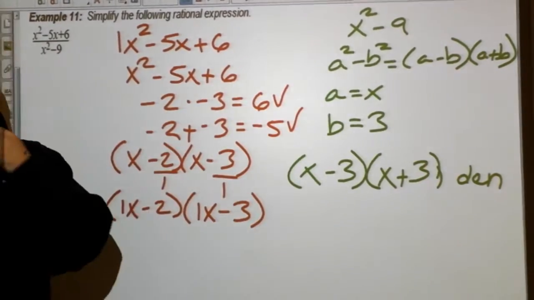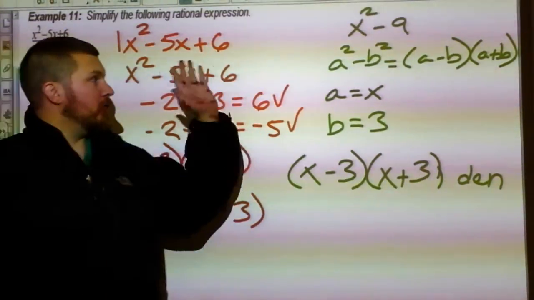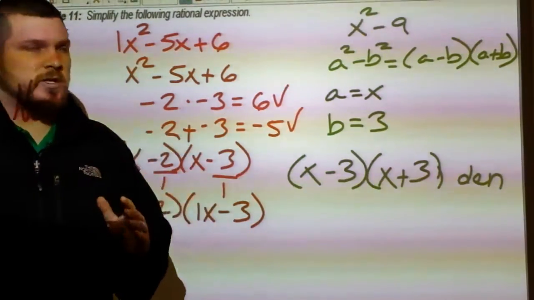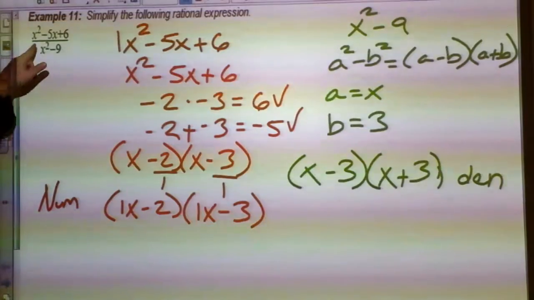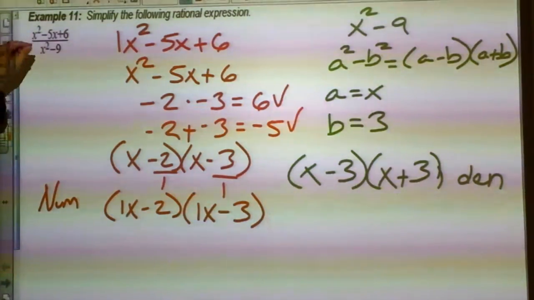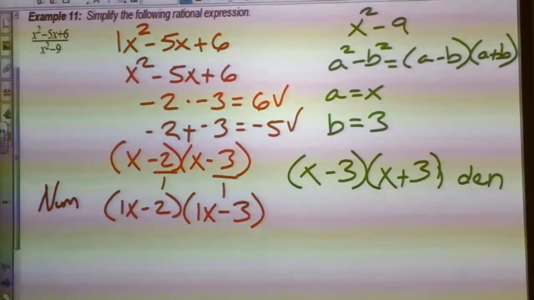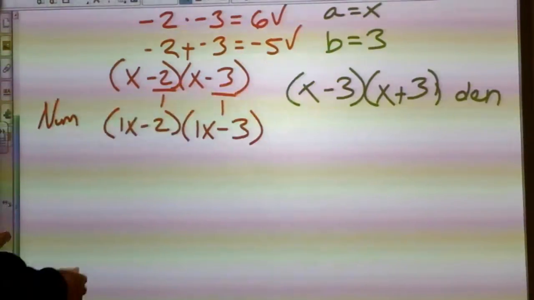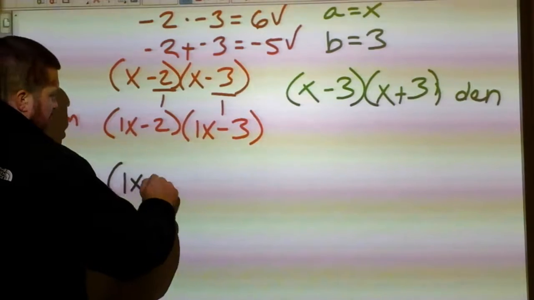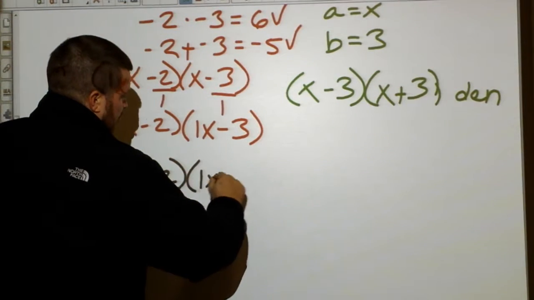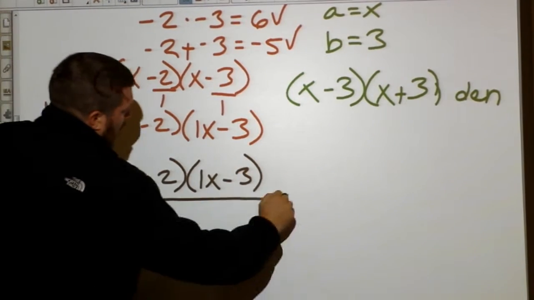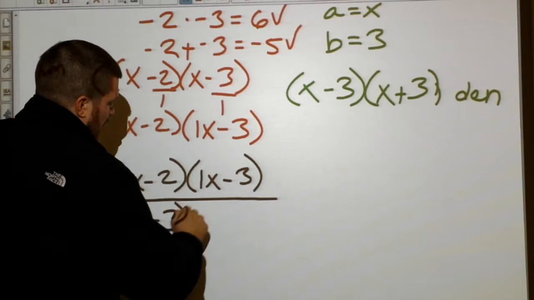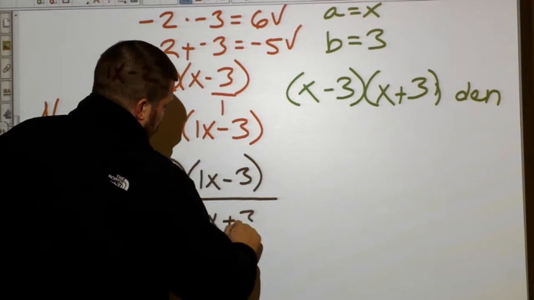Now, I went through that pretty quick. If you need help with either of these factoring methods, I would definitely refer you to those particular videos. We're going to move on. So now what I'm going to do is go back and rewrite my rational expression using my factored form for both the numerator and denominator. So on top, 1x minus 2, 1x minus 3. On bottom, I have 1x minus 3 and 1x plus 3.